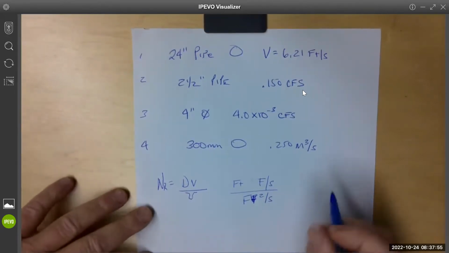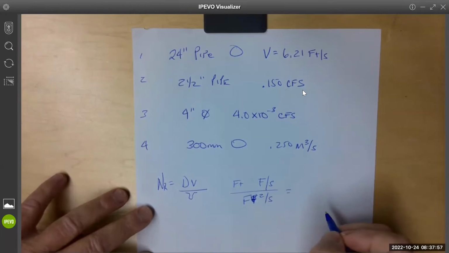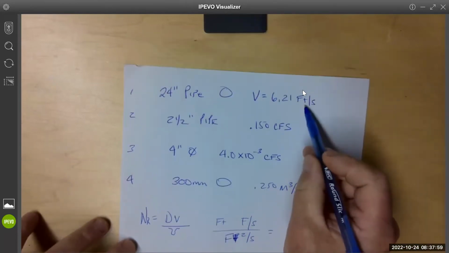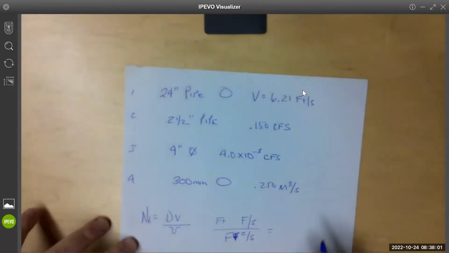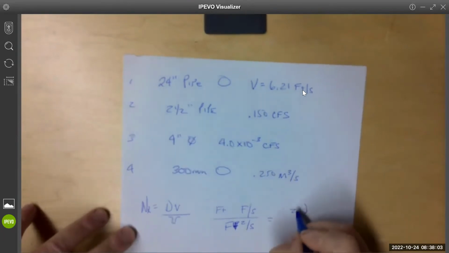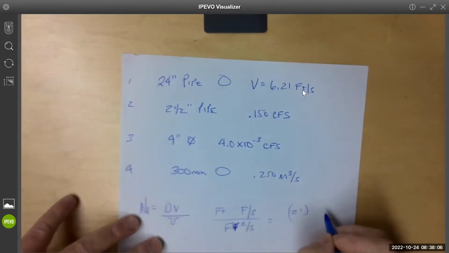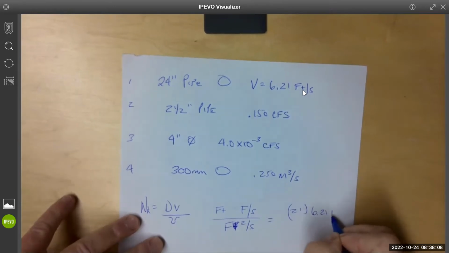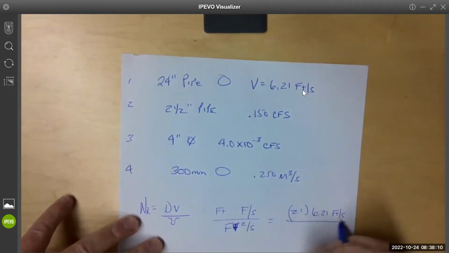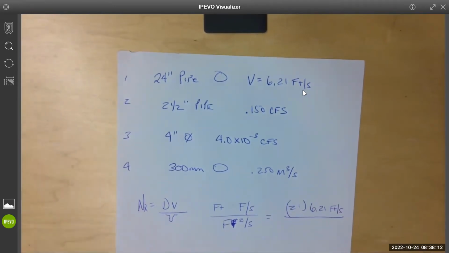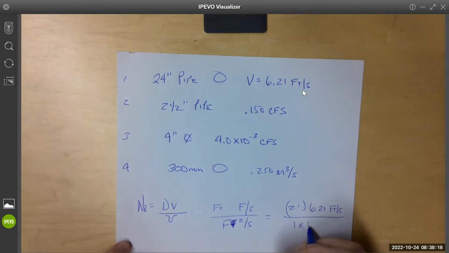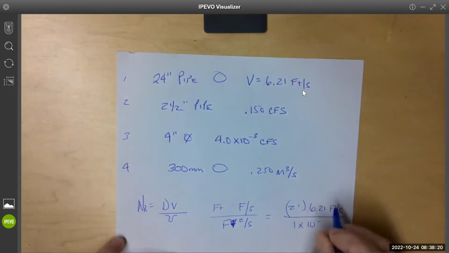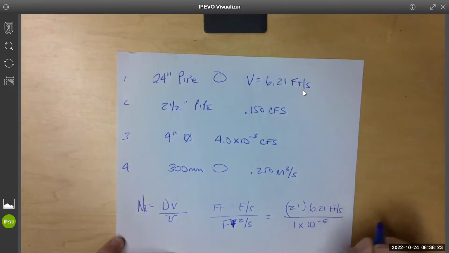So the first one, we probably want to do something like, since we're in feet per second, right? Here, and we're inches here, so 2 feet. Velocity 6.21 feet per second. And then what's the viscosity of the fluid? 1 times 10 to the minus 5. Yep, I think so.